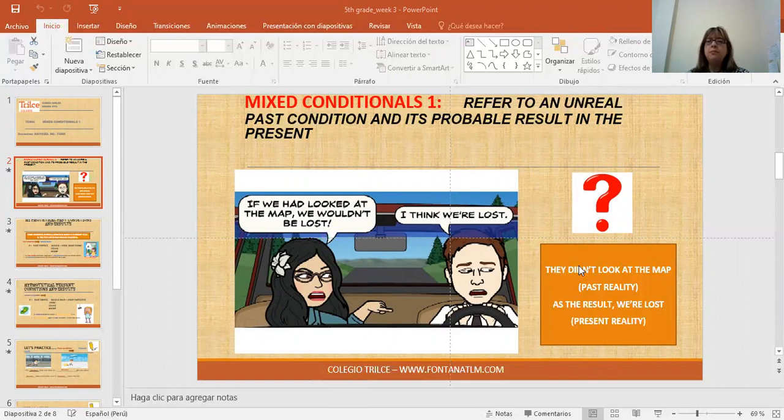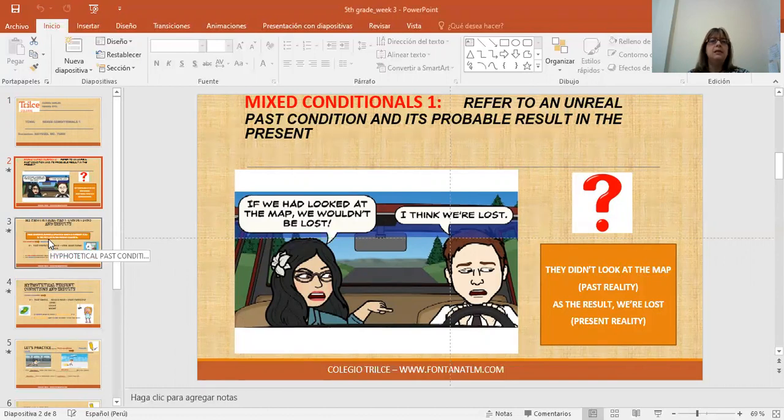So, what's the point here? They didn't look at the map. That is a past reality. It is something that they didn't do. As the present result, they are lost. That is a present reality. So right here, they are talking about a situation that never happened. If they had looked at the map, they wouldn't be in this kind of situation.